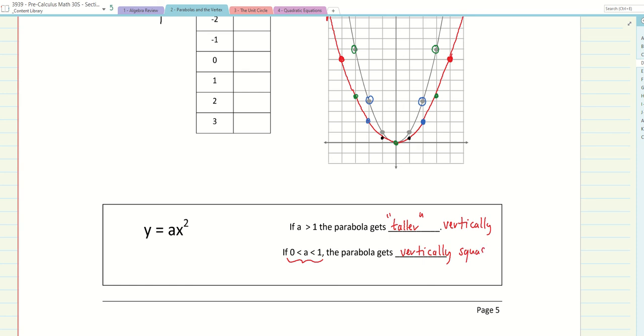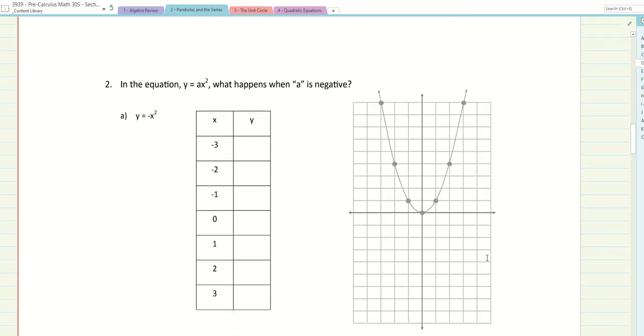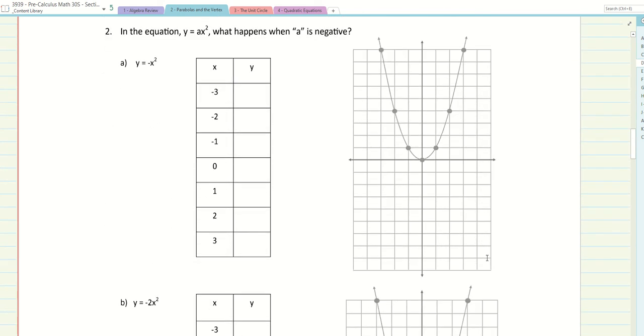Okay? And we do it in the way that we were looking at above. So far we've looked at changing that number in front of the x squared, but we've only looked at positive numbers. So, on the next page, what's going to happen if we make that number in front negative?